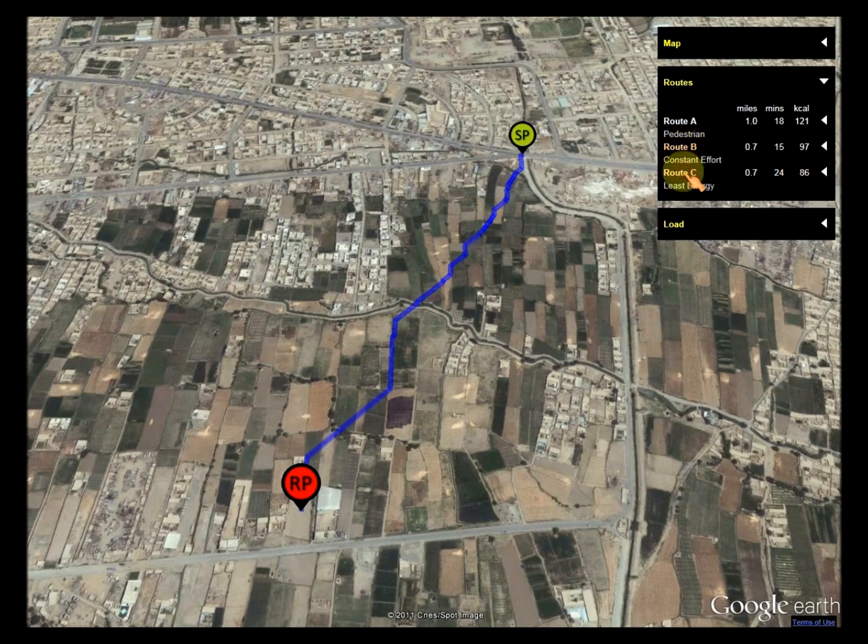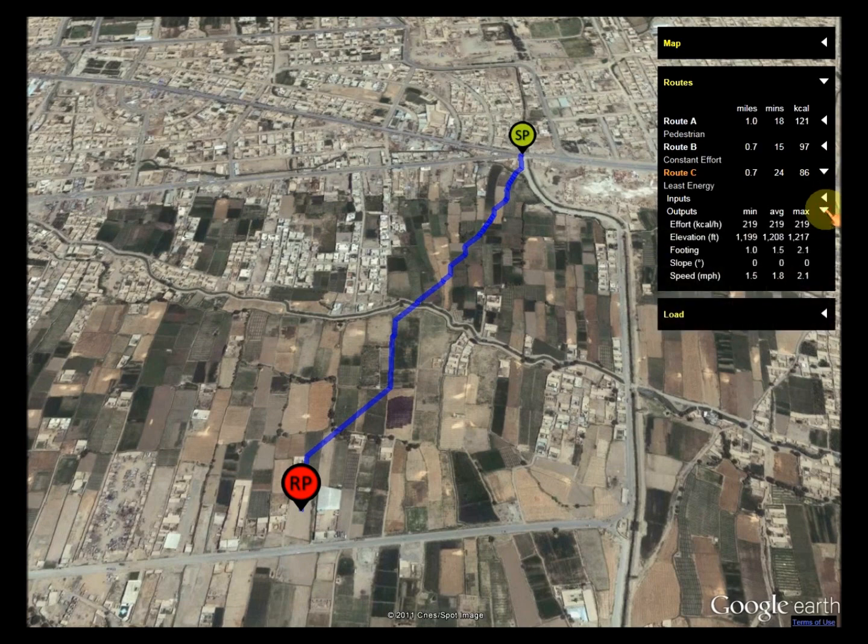Notice, however, that Route C's caloric requirement is indeed lower than Route B. This is accomplished by navigating the path at a bit slower pace. This can be seen by inspecting the speed output statistic.